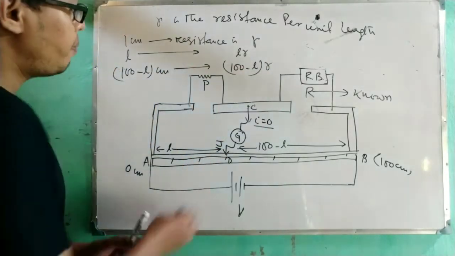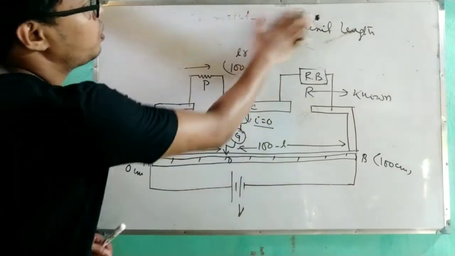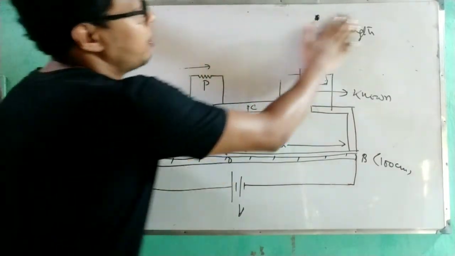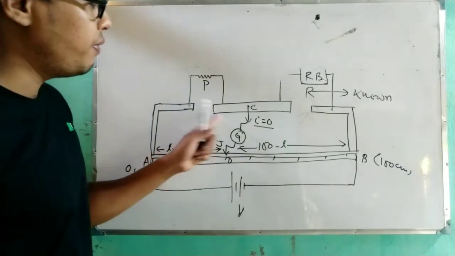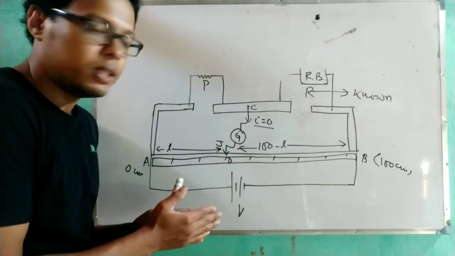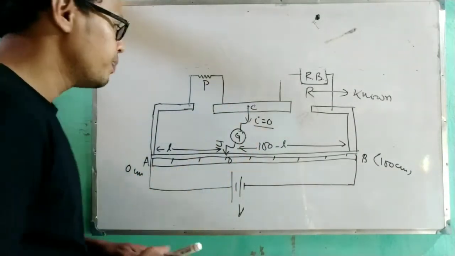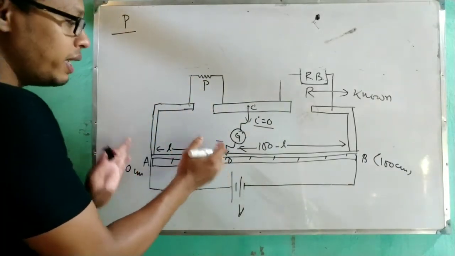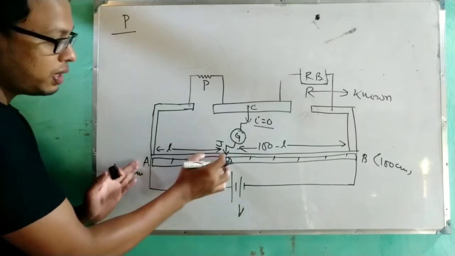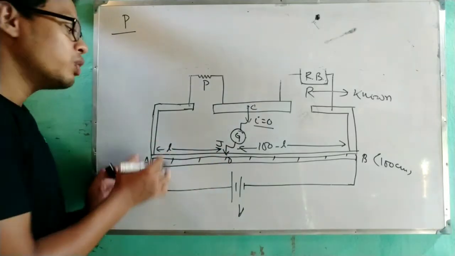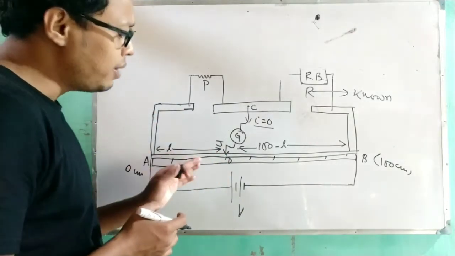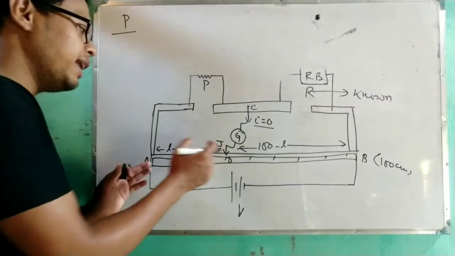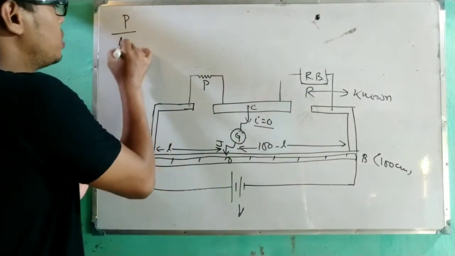Clear? I will apply the balanced Wheatstone bridge method. Now we can say that this meter bridge is in the balanced condition because I equals 0. So we can write P by Q. See, Q means the resistance of this part. We got the resistance of this part is rL, because in unit length the resistance is r. So in L length the resistance will be Lr. So this is Lr.